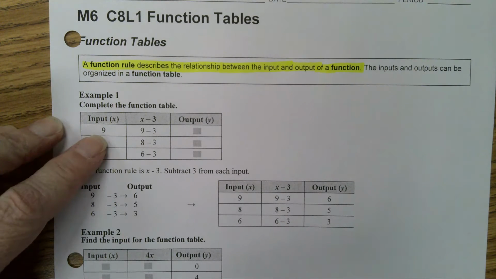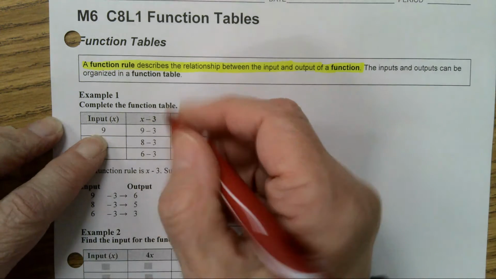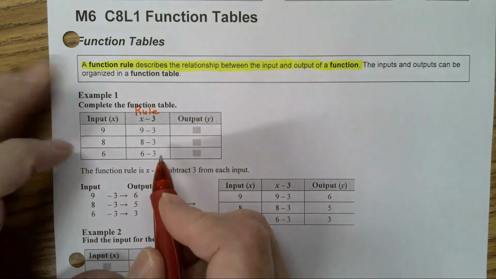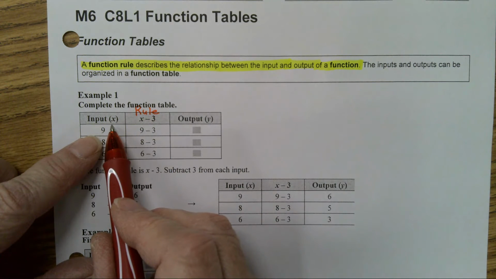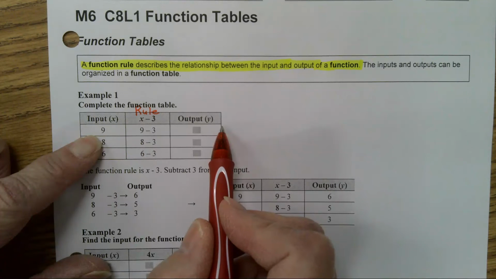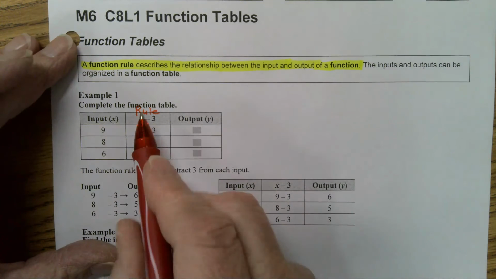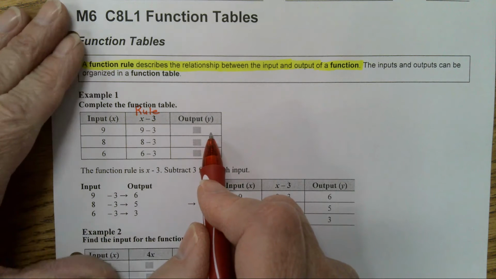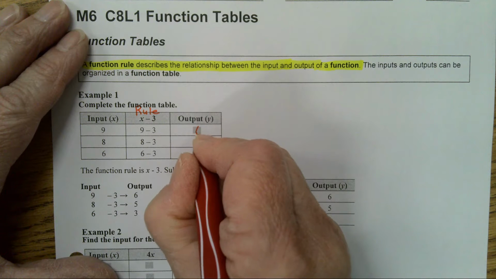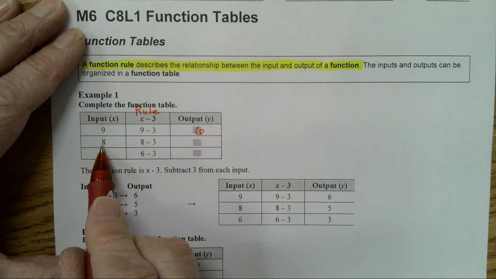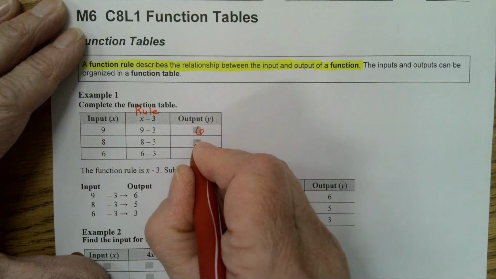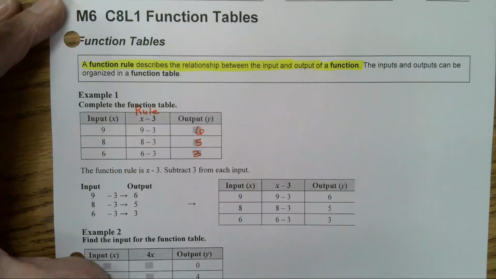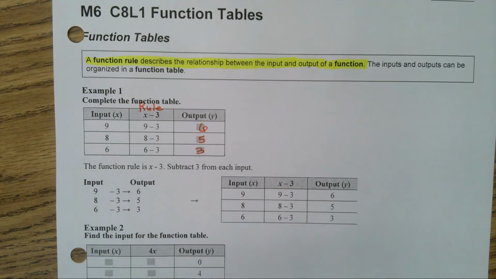What do you put in? A 9. This is your rule. Let's write the word rule above that. That's the rule. So it says your input, we're going to call it an X, and the output, we're going to call it a Y. So if you replace X with a 9, what do you get? What's 9 minus 3? That is your output. If you replace X with an 8, what's 8 minus 3? And 6 minus 3? Okay, so you understand an input, a rule, and an output now?